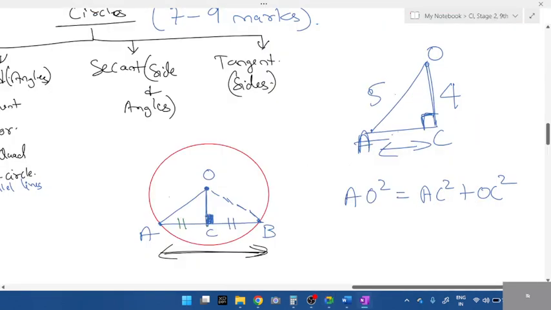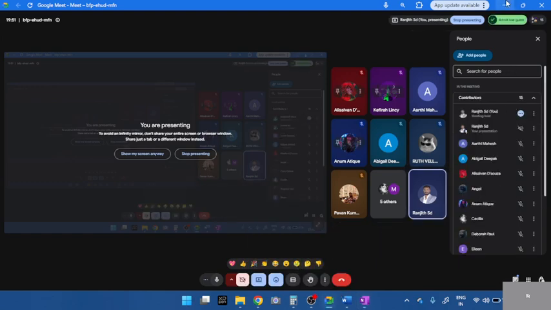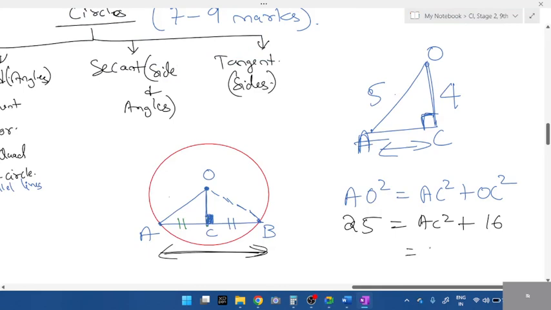Okay, AC is the hypotenuse, students. Remember, in a circle, the hypotenuse is always the radius. Radius is hypotenuse. That's it. Radius square is 25. AC is not given. OC is 4. 4 square is 16.